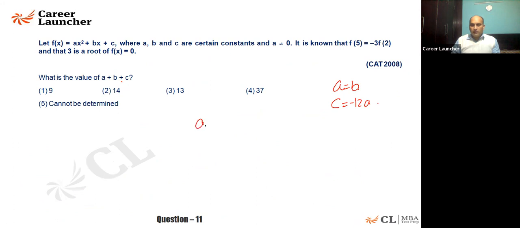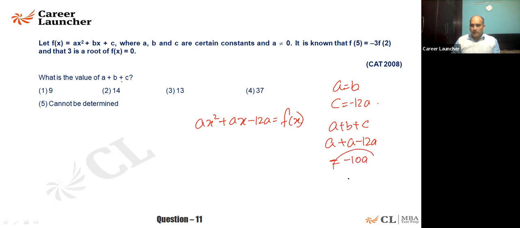Now, the equation will become AX square plus AX minus 12A is equal to FX. I want to find out A plus B plus C. A is A, B is A, C is minus 12A, which is minus 10A. I'll say everything depends upon the value of A. So A plus B plus C is equal to minus 10A. So out of the options, I'll say the answer is cannot be written. Is it fine? Because it depends upon the value of A.